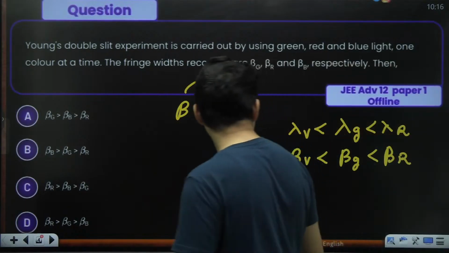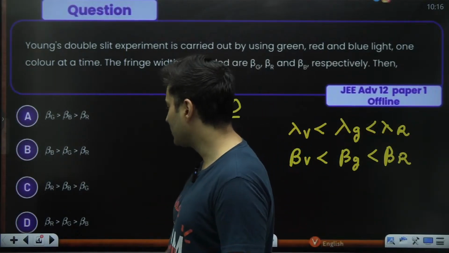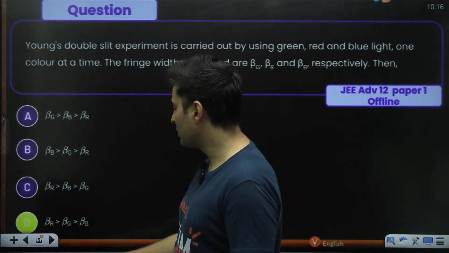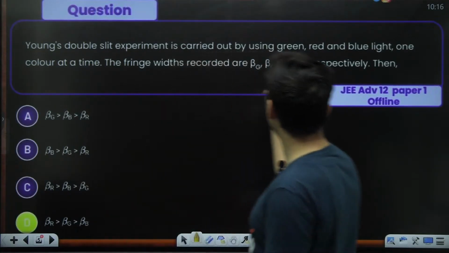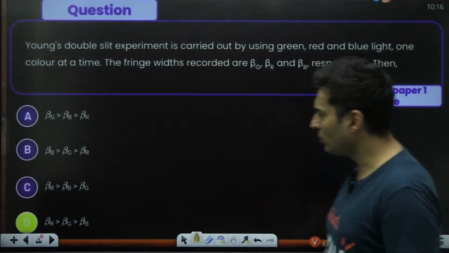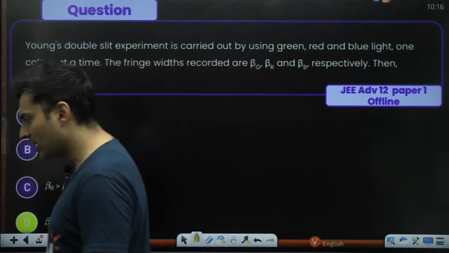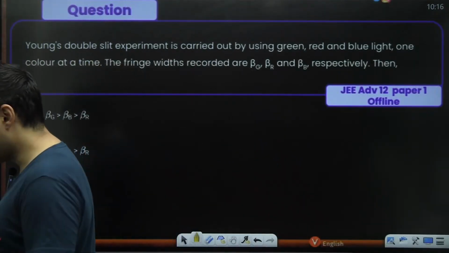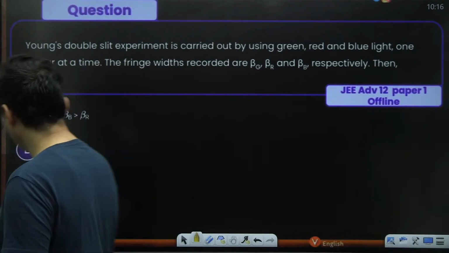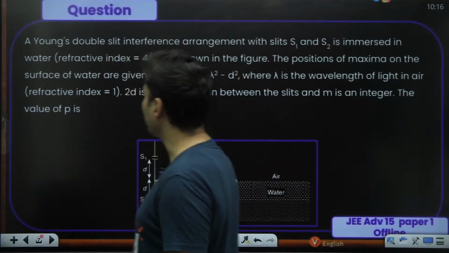Yes, beta of violet will be the least. Beta for violet or blue, whatever. Blue is used, so blue will be the least, then green, and then red. Yes, option D. Everybody got it correctly. Awesome, guys. Perfecto. Let's go to the next question coming up on your screen.